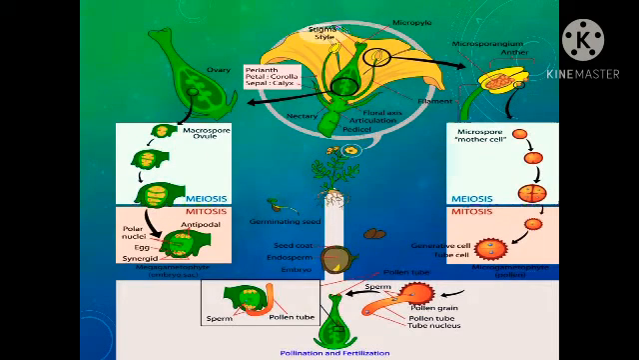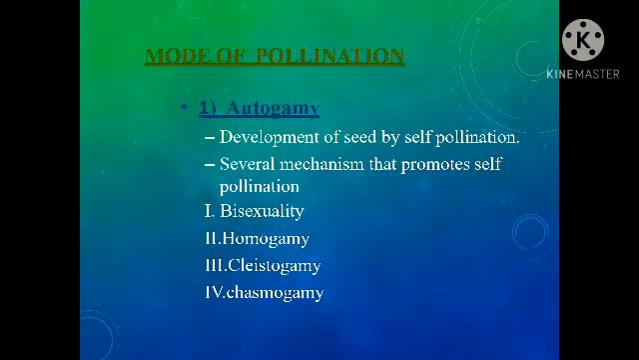Coming to the modes of pollination, which include autogamy, the development of seed by self-pollination, and several mechanisms that promote self-pollination: bisexuality, homogamy, cleistogamy, and chasmogamy. Coming to cleistogamy.